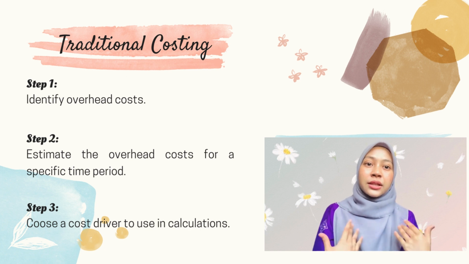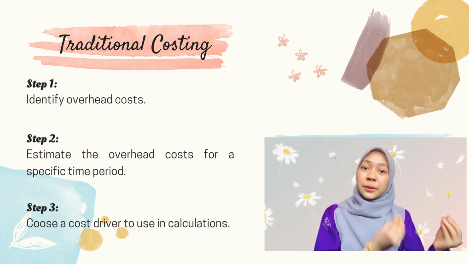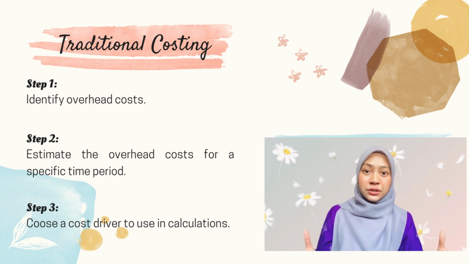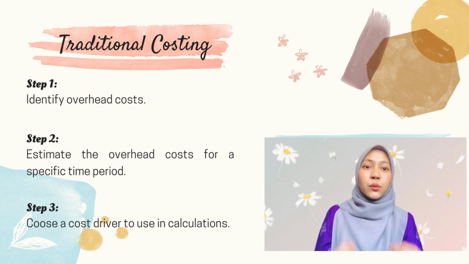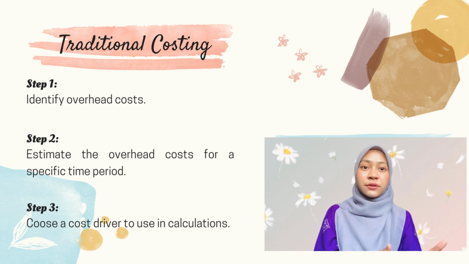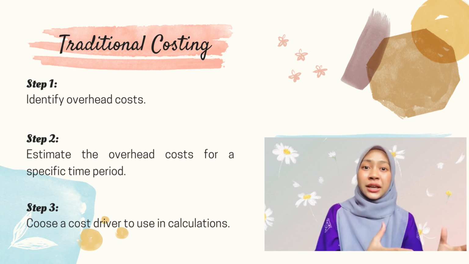For example, let's consider Company A is a small company that sells food. The company has a modest factory space, so the overhead costs for the company include utilities for the factory and maintenance staff wages. Second, we need to estimate the overhead cost for a specific time period. We might estimate this cost for a quarter, month, or year. For example, the owner of Company A estimates the overhead cost for the year to be 30,000.